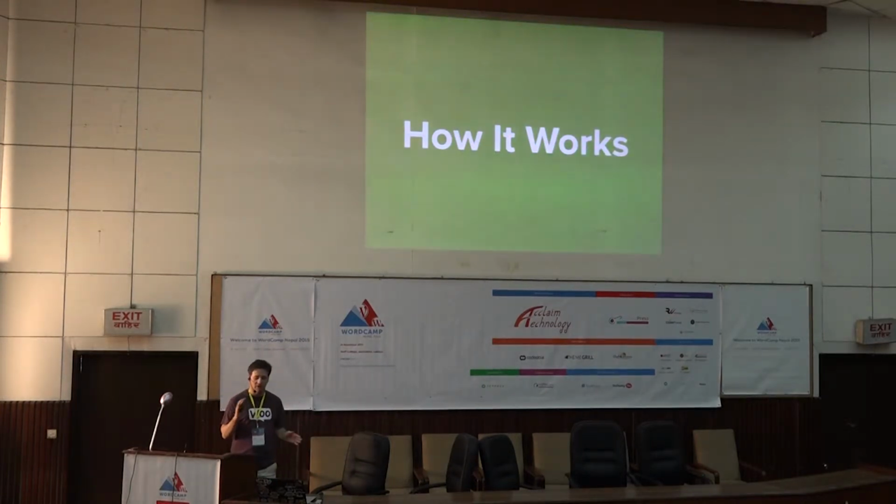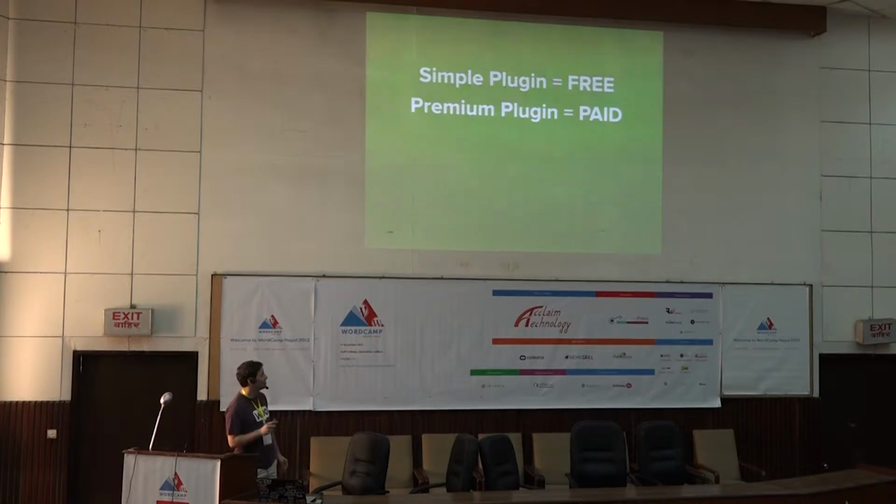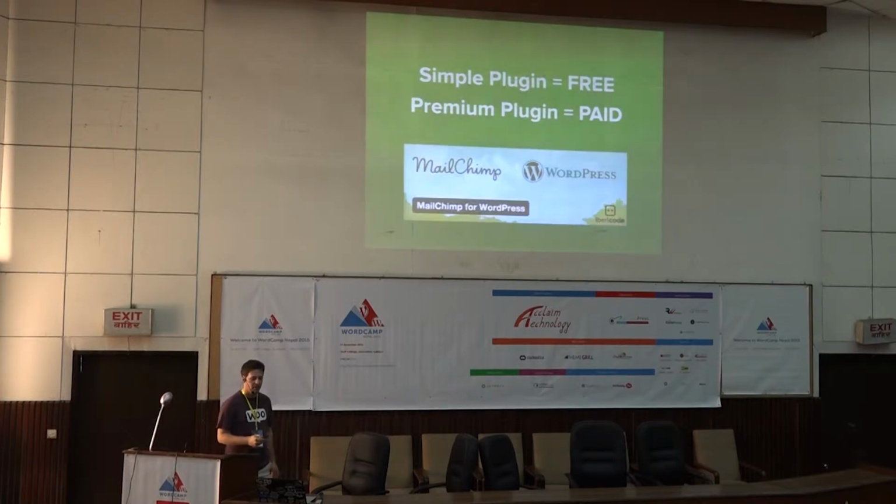So how does this model work? How do you actually create a freemium product? There's a few different ways. The first approach you could take is by having a simple core plugin for free, and then you sell the premium version of the plugin. So you have the free one and the premium one, and the free one has a lot of features, but the premium one has extra features. So it's just two products, one free, one premium.